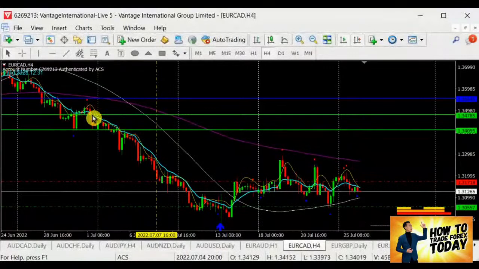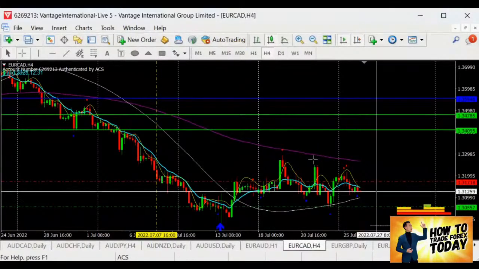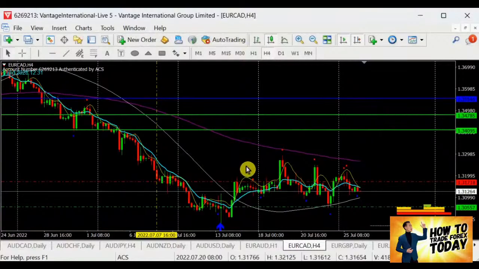So at the moment, by looking at this, is it good to sell for EURCAD? I would say that we may have a good chance to sell for EURCAD because today it looks like we have about 70 pips of opportunity. Okay, so let's put this EURCAD into my watch list.